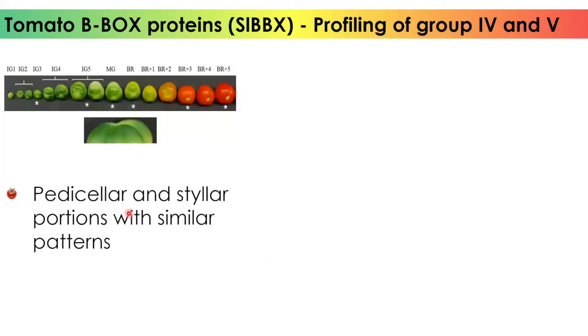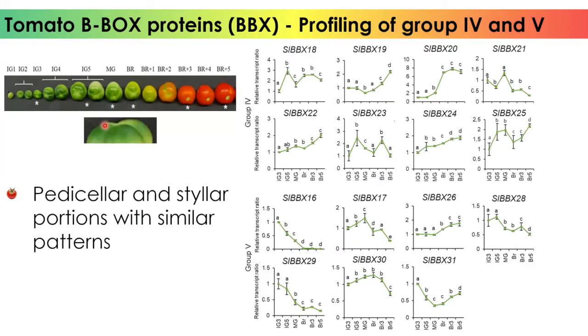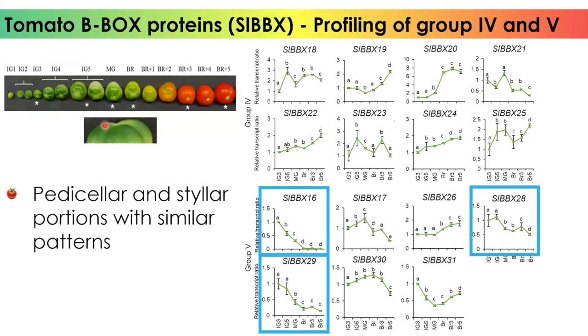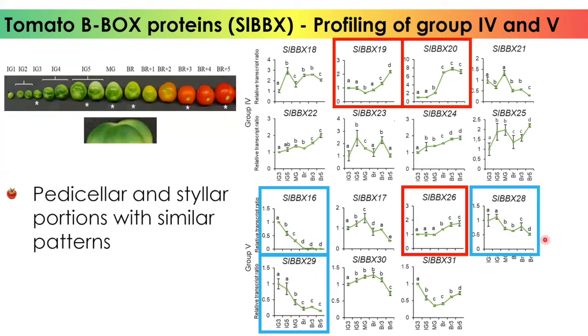First, as the pedicellar and stellar portions displayed very similar patterns, I'm only going to show you the results from the pedicellar, and we find a wide variety of responses for each BBX. But what I'm going to highlight is these three here, because they peak at immature green stages and decline afterwards. And also these three here, because they have a really clear ripening induction.